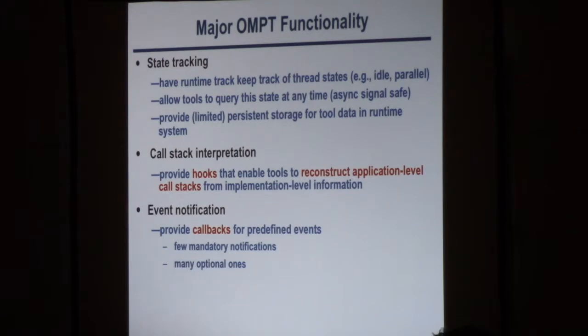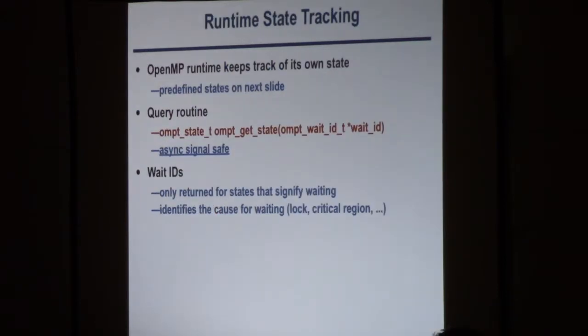And then there are many optional ones that correspond to, say, the blame shifting notifications or the tracing-based notifications, which a vendor could include or not include based on the level of effort and based on the level of overhead that they believe it would require inside their runtime system implementation.